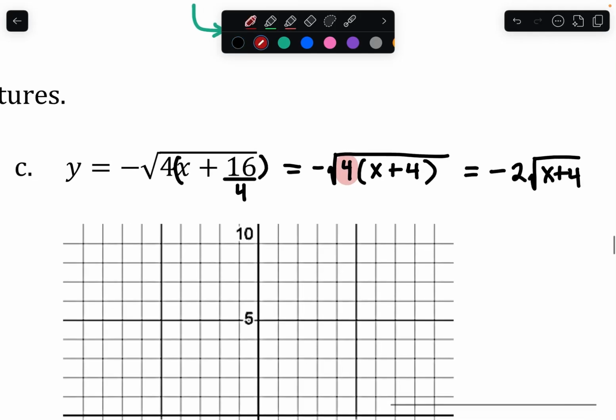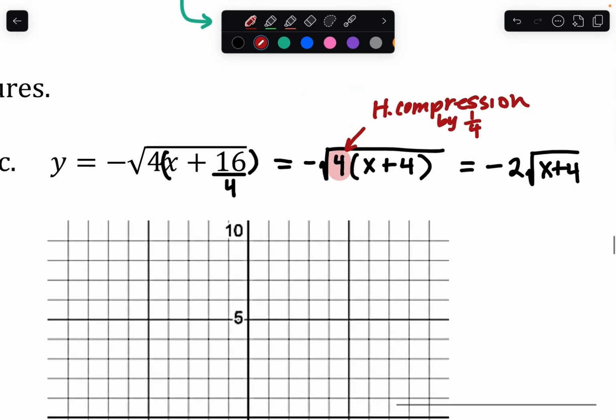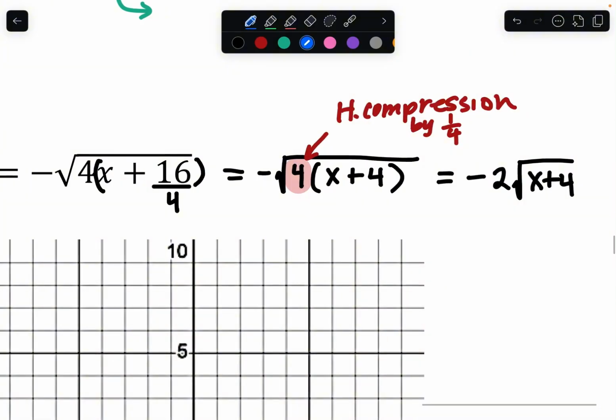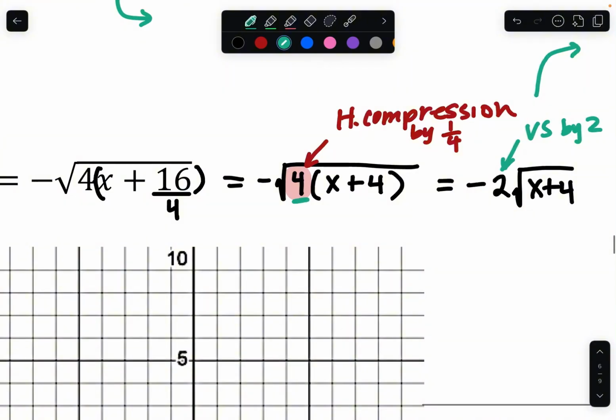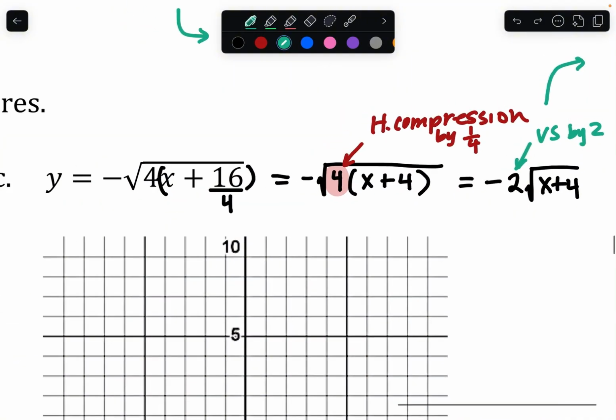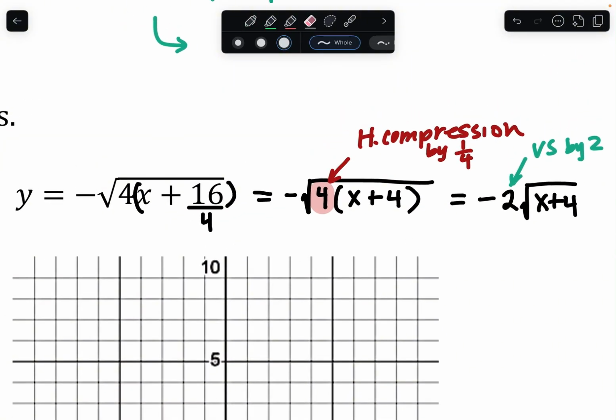Okay, and so if I'm reading the transformation, this would be a horizontal compression by 1/4. Which is incredibly hard to graph. And so it is easier to view it as a vertical stretch by 2. Both are going to result in a taller, thinner graph, but the scale factor changes when you factor it out of the radical. Okay, one is just easier to graph.